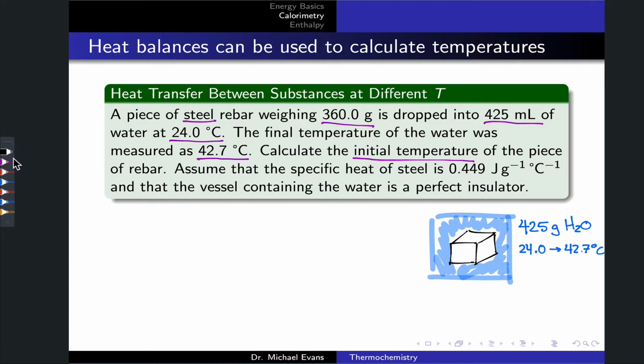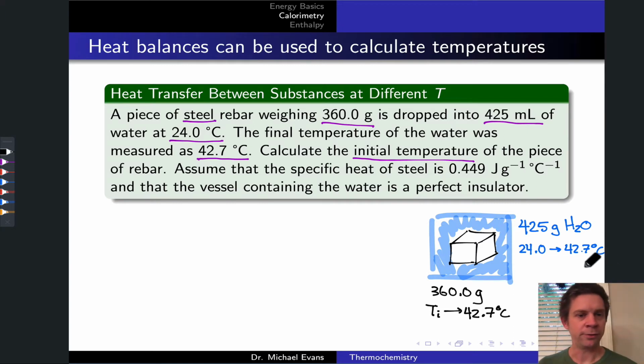In terms of the steel, we've got a mass, 360 grams. We've got some initial temperature, which we don't know. That's what we're trying to find. But we know the final temperature, 42.7. This is the temperature at which thermal equilibration has been achieved. And so the final temperature of the steel is also 42.7 degrees C.